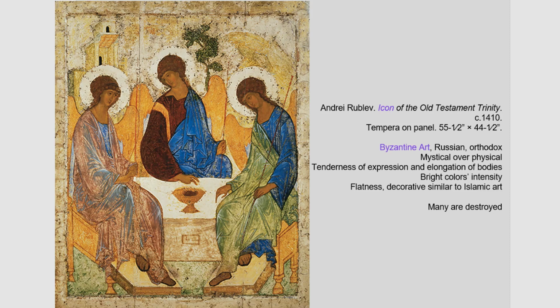This is an icon painting by Andrei Rublev, a famous Russian artist. It's a great example of Byzantine art. He's Russian, it's Orthodox, it's the mystical over the physical. His paintings are fantastic. They're really tender with expression. You'll notice he totally elongates the bodies. And these bright colors still exist today. They still last today. So who knows? These would be extremely bright and colorful back in the day.